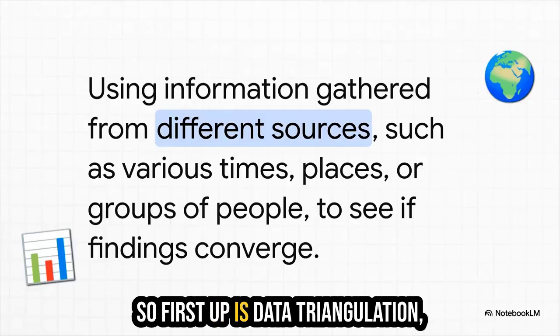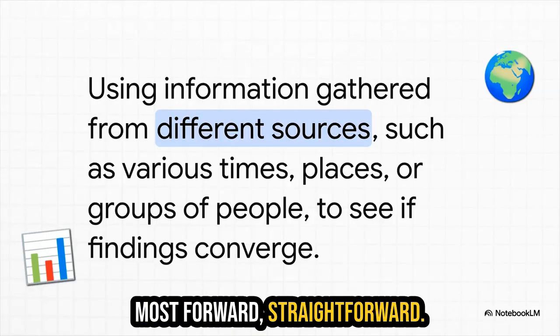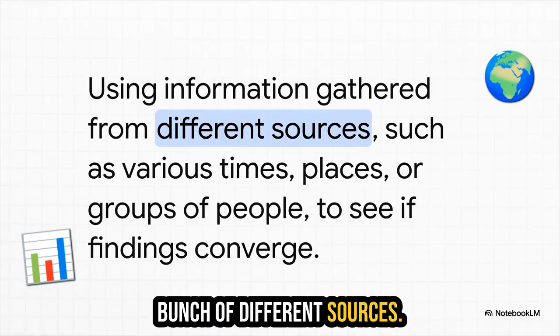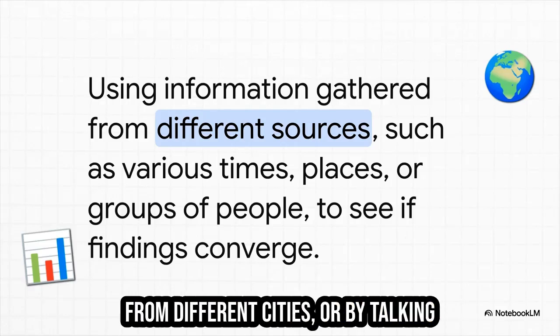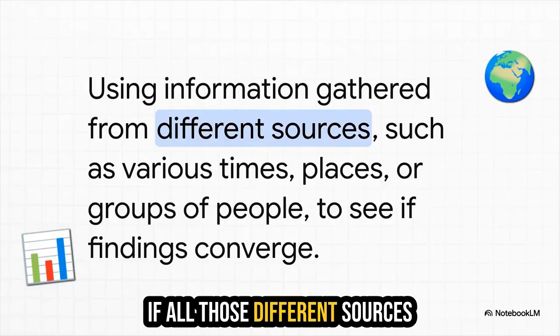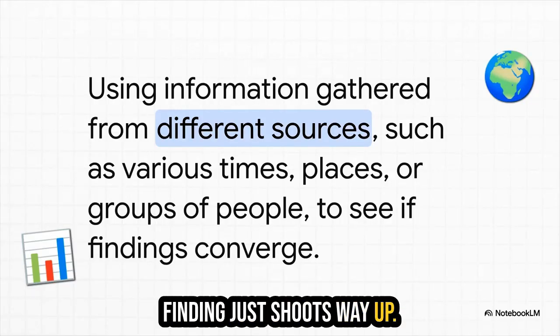So first up is data triangulation, and this one is probably the most straightforward. It just means you gather your information from a bunch of different sources. So for example, you might look for the same pattern in data from different times of the year, or from different cities, or by talking to different groups of people. If all those different sources are pointing to the same thing, your confidence in that finding just shoots way up.